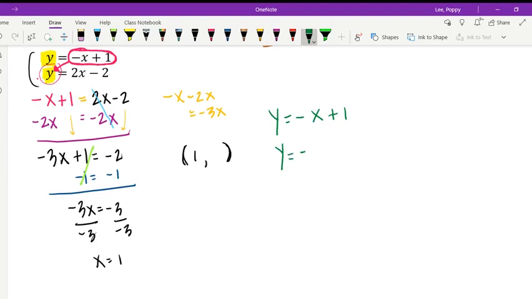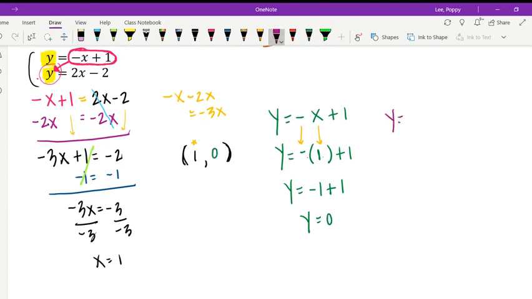Y equals negative, but instead of x, we're going to plug in 1. But don't forget to bring down that negative there. So I bring the negative down. We already know that x is 1 because we found it over here. And then I'm going to add 1. So y equals negative times 1 is -1. And -1 plus 1 is 0. So I know that my y value is 0.